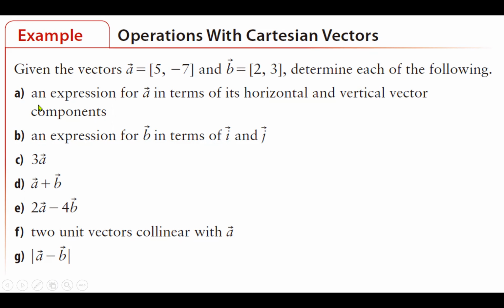of the following. First, question A, an expression for vector A in terms of its horizontal and vertical vector components. B, an expression for vector B in terms of unit vectors i and j. C, 3A. D, A plus B. E, 2A minus 4B. F, two unit vectors collinear with A. And then G, the magnitude of A minus B.